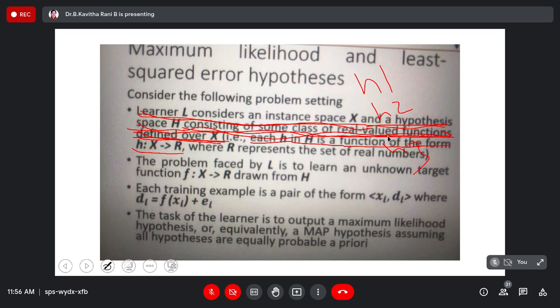What is X here? X is nothing but the set of all attributes. After learning from the attributes, it has to map to the real valued target function.